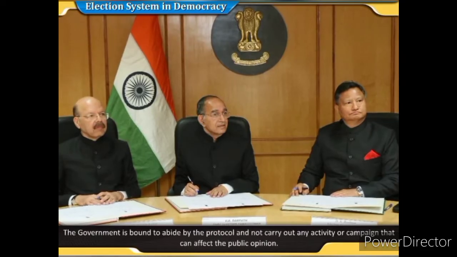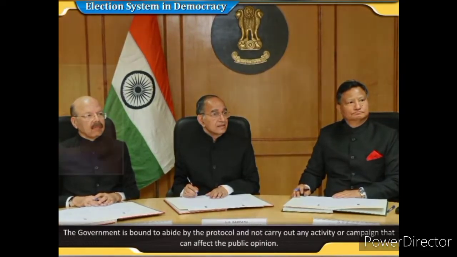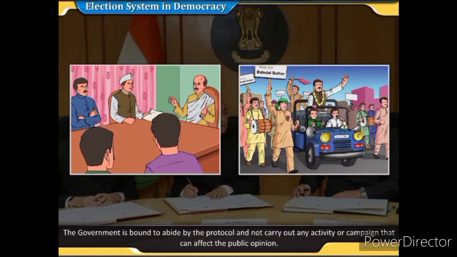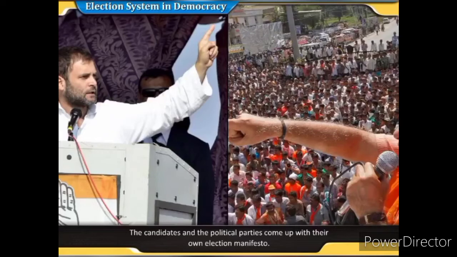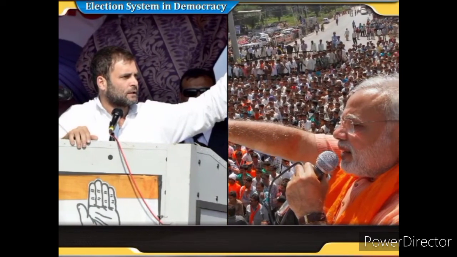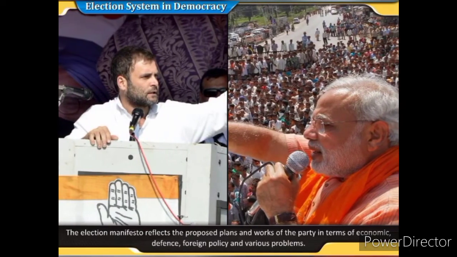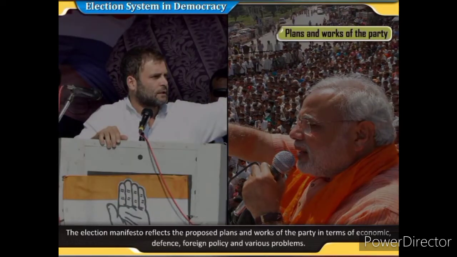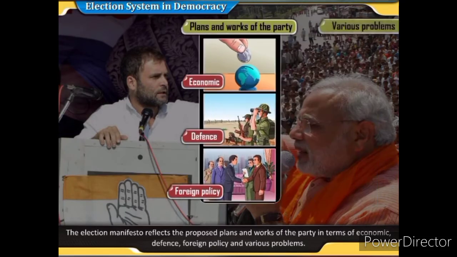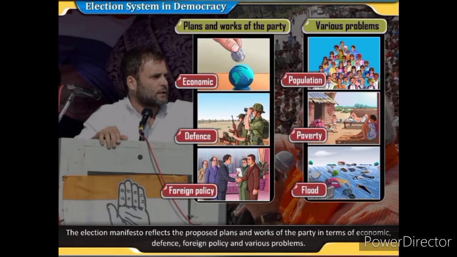From the time of announcement of the election dates, a protocol is implemented by the Election Commission. The government is bound to abide by the protocol and not carry out any activity or campaign that can affect the public opinion. The candidates and the political parties come up with their own election manifesto. The election manifesto reflects the proposed plans and works of the party in terms of economic, defense, foreign policy, and various problems.